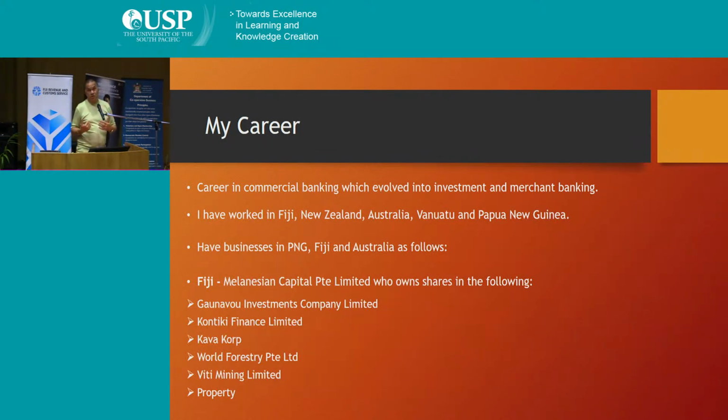I'll just bring us more into Fiji, where when I returned in 2005, I started up my company they call Melanesian Capital. And over time, I've built up a portfolio of investments in a range of companies. One is Nonovo Investments. This is a company that owns properties in Fiji.